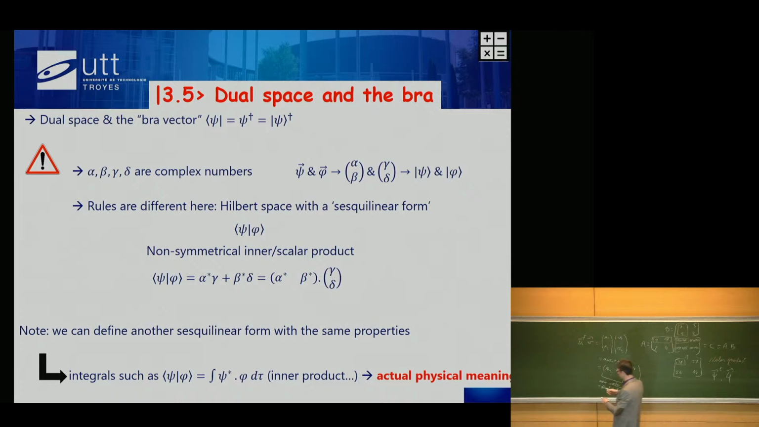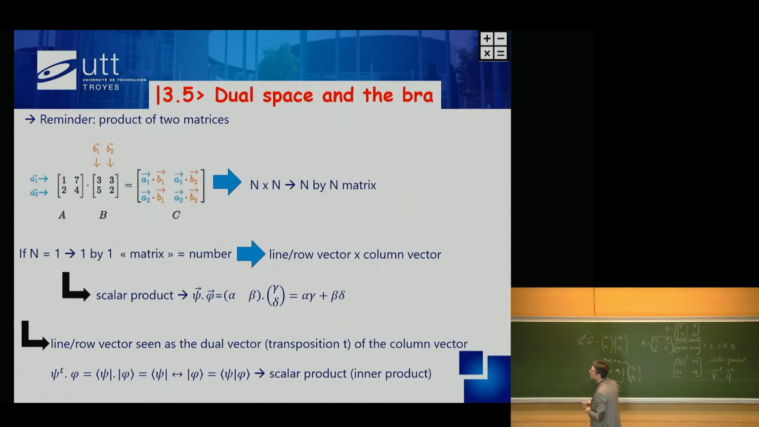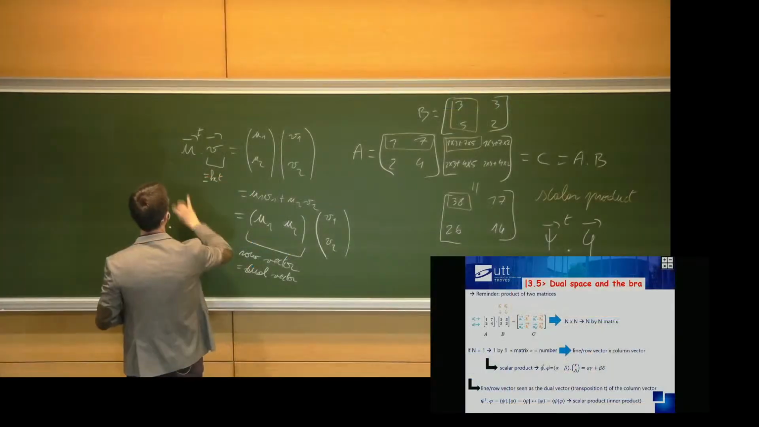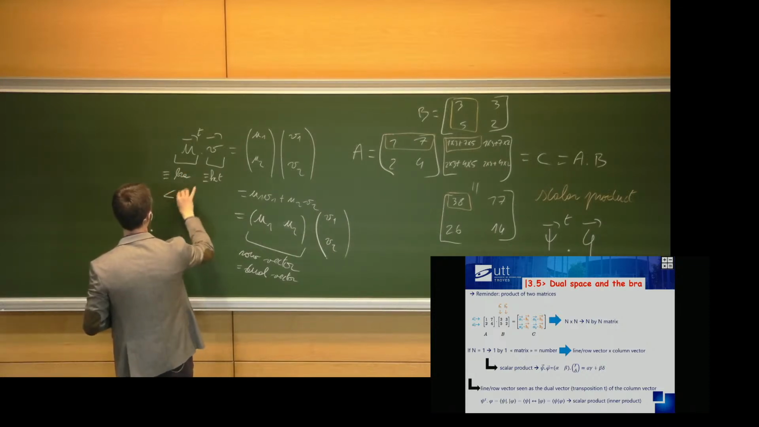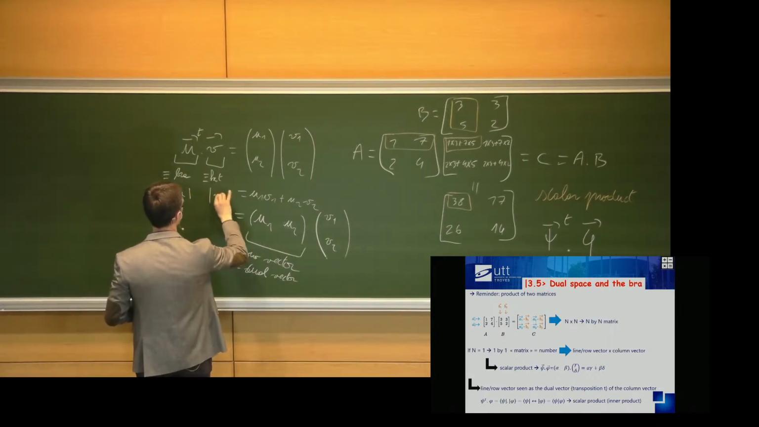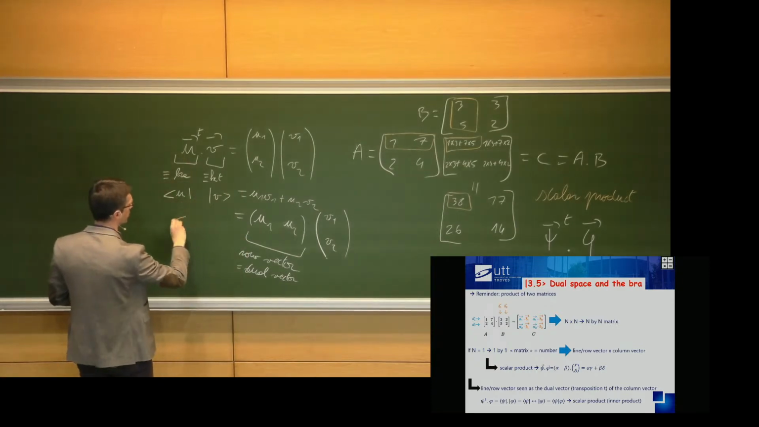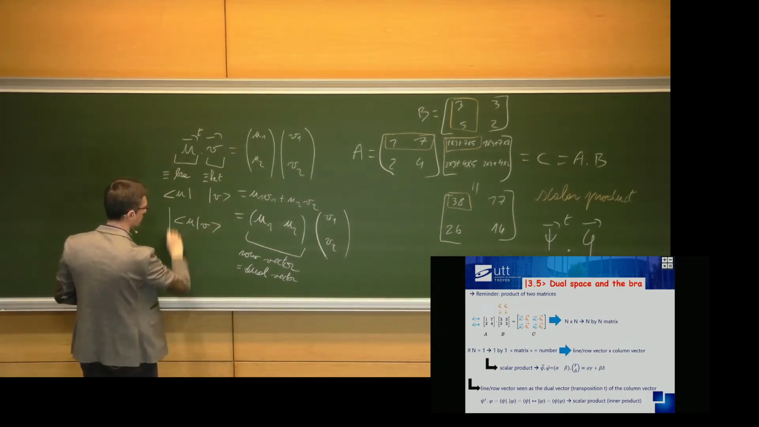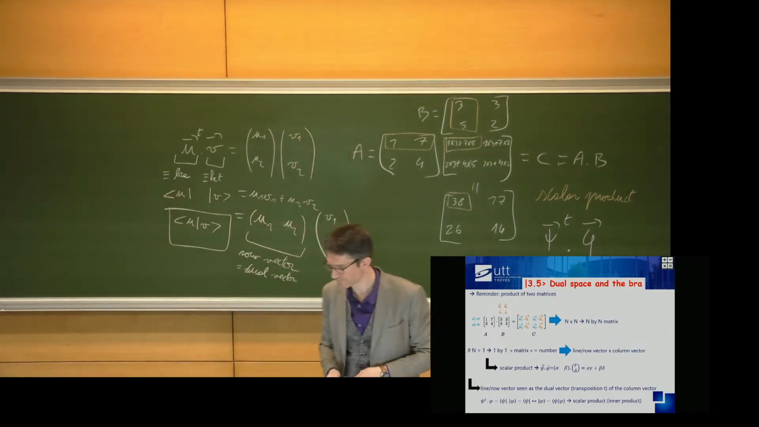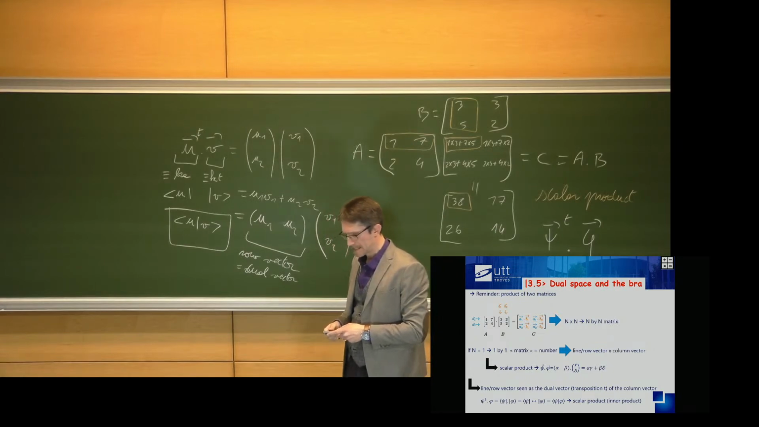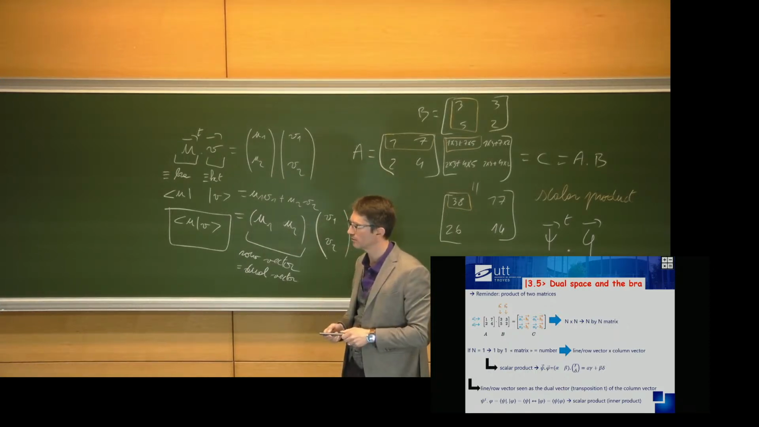Now, again, this is the ket, and this is the bra. So this could be written like this, and this could be written like this, and the scalar product of the two can be written like this. Same thing. So this is very important, and let's just keep that in mind for the following.